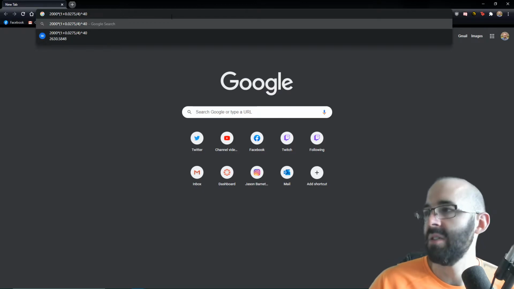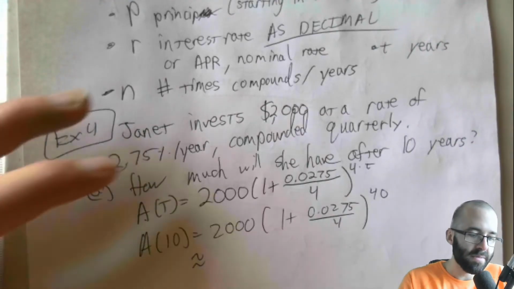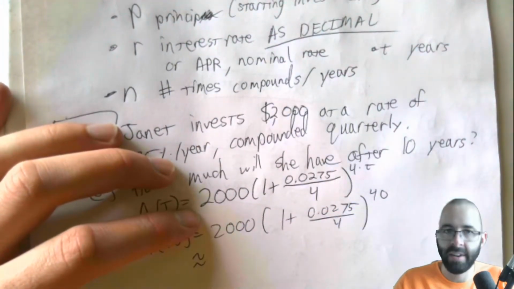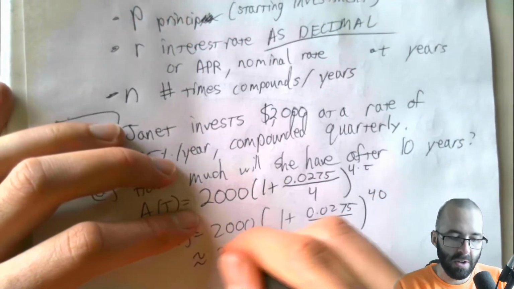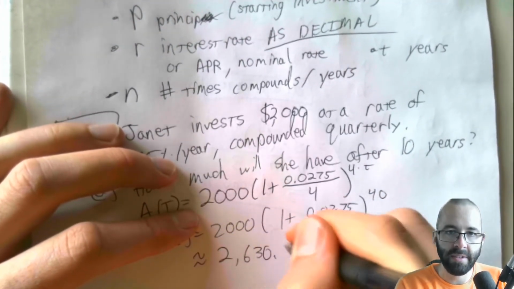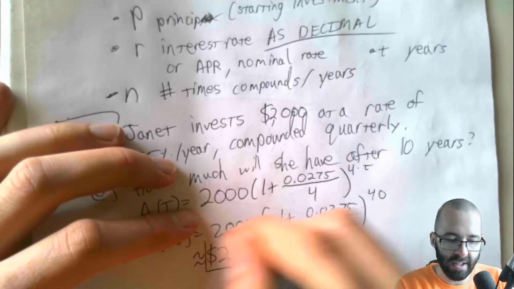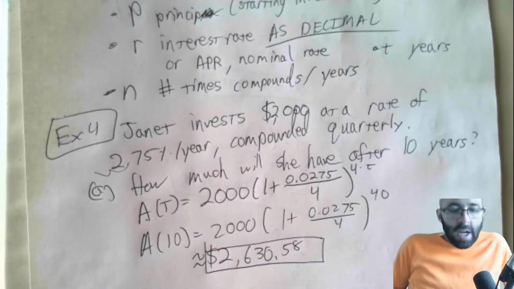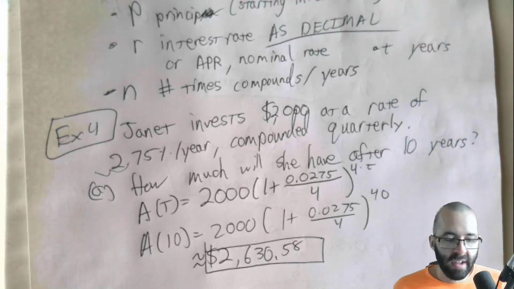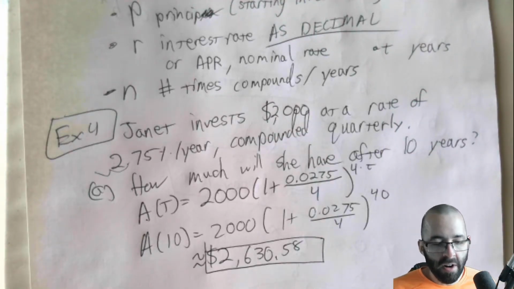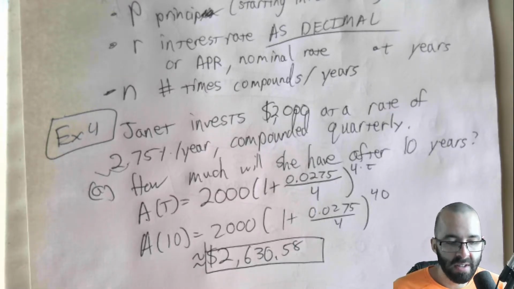We're going to round everything to 2 decimal points. So we plugged it into our calculator and we got $2,630.58. Make sure to include the dollar sign. We're not talking about euros or pounds or anything like that, or cents. So in 10 years, our investment grew from $2,000 to $2,600.